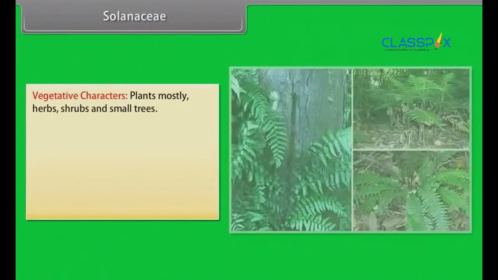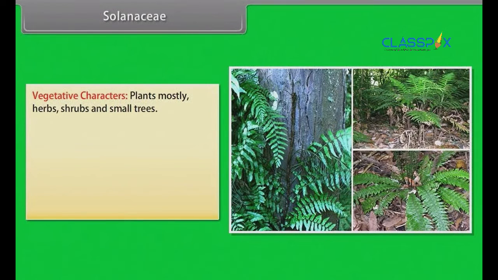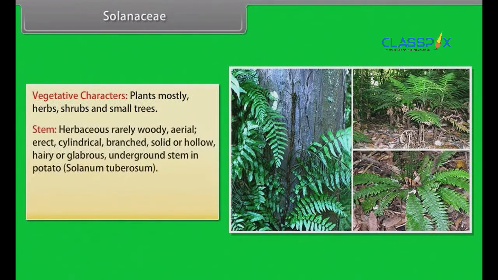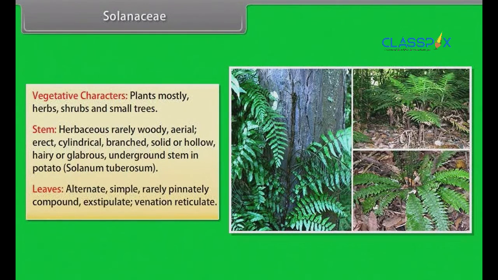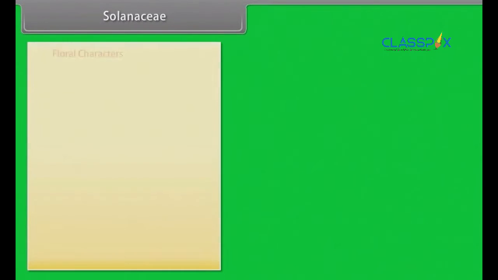Vegetative characters. Plants mostly herbs, shrubs, and small trees. Stem: herbaceous, rarely woody, aerial, erect, cylindrical, branched, solid or hollow, hairy or glabrous; underground stem in potato, Solanum tuberosum. Leaves: alternate, simple, rarely pinnately compound, exstipulate, venation reticulate. Floral characters.